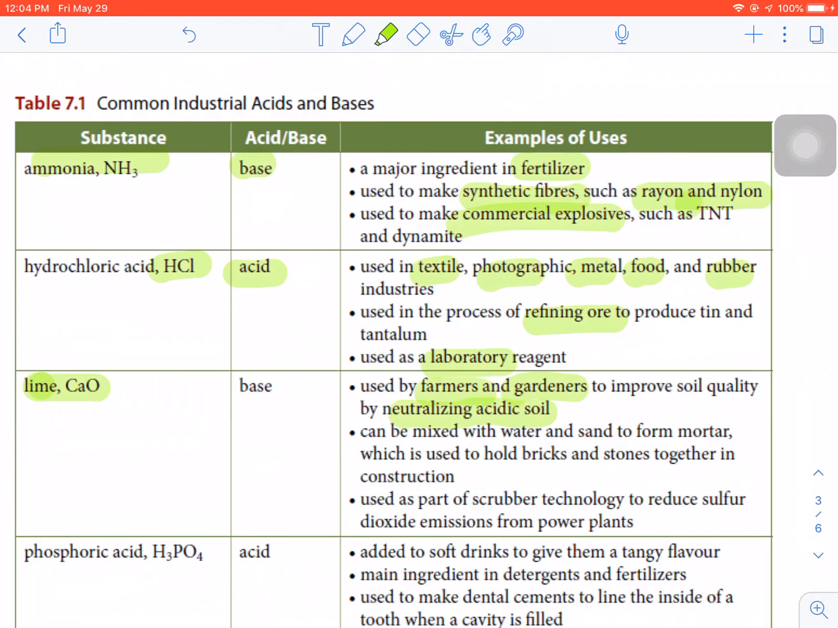It's used for making mortar for building. It's also used in construction. And it's used, again, in some of the power plants and in mining processes that release sulfur dioxide. It's a way to try and get rid of the acid that's going up as acid rain. So it's a base. We've got phosphoric acid.